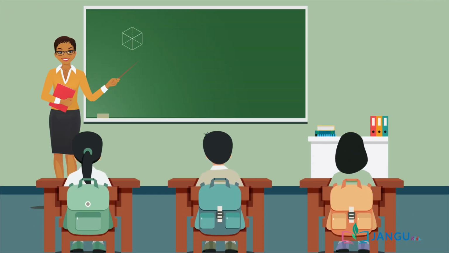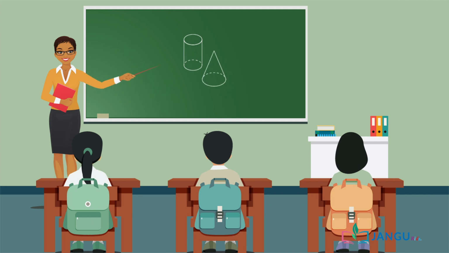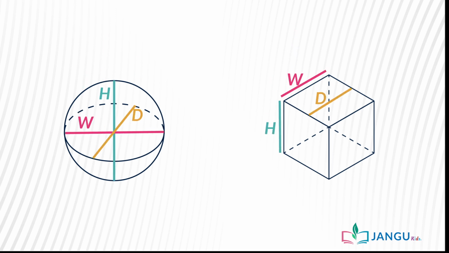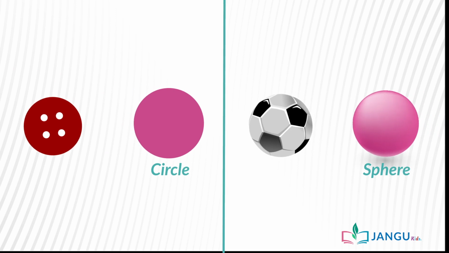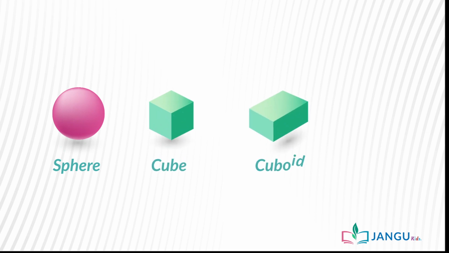Let's begin. Shapes are geometric figures with lines. It is the way an object is formed. A three-dimensional shape is a shape with three dimensions, that is, height, width, and depth. This means that it can be measured in three directions. It is not flat like a two-dimensional shape. It has a thickness. Examples of three-dimensional shapes are sphere, cube, cuboid, and cone.